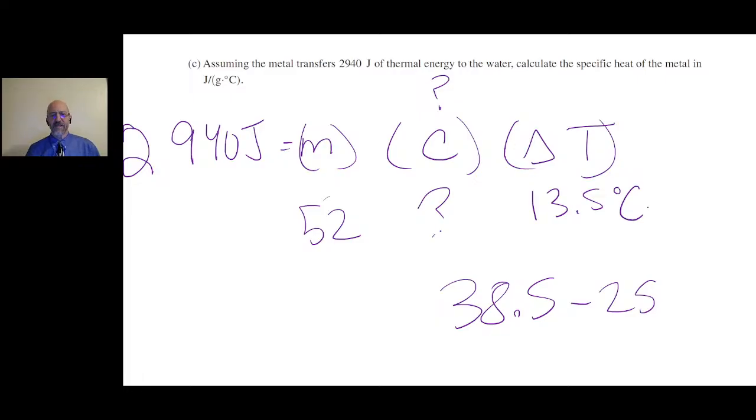So there's my delta T. I don't care about whether it's positive or negative. I just care about the magnitude. My C is, I don't know. So I pick up my calculator. I do 2,940 divided by 52 and then divided by 13.5.